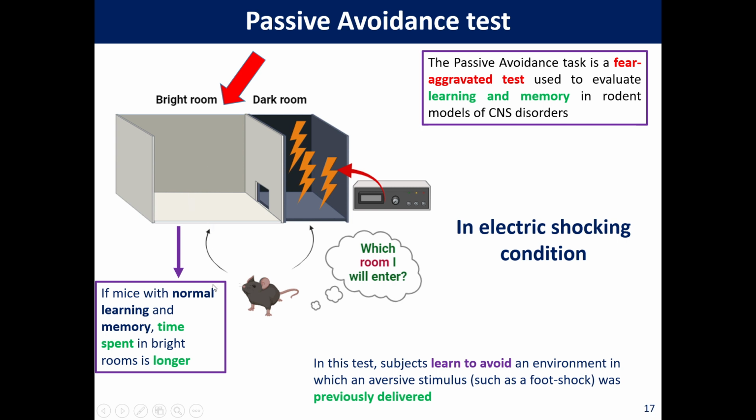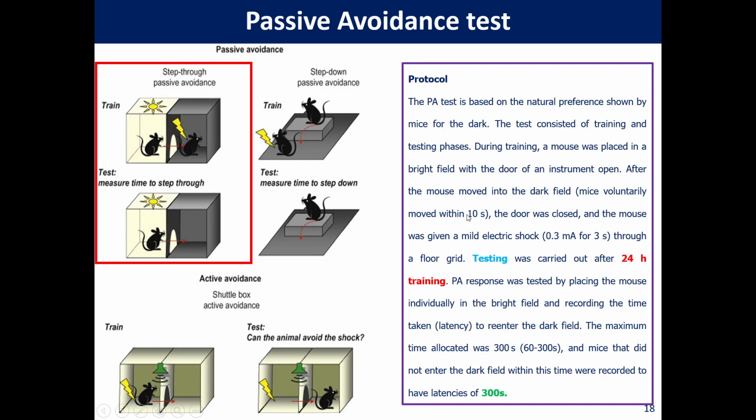It means that if the mice have normal learning and memory, they will spend longer time in the bright room compared with the dark room. So here I have the protocol to detect the passive avoidance, right? And now I am only talking about the passive avoidance test. In the training day, you put the mice in the bright room, and you give them around 10 seconds for habituation.